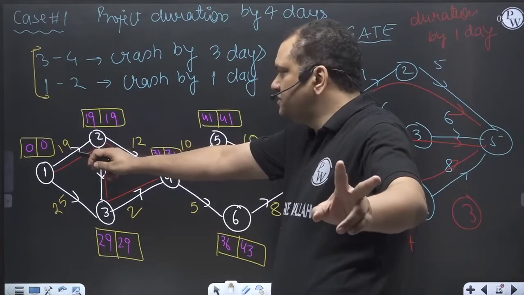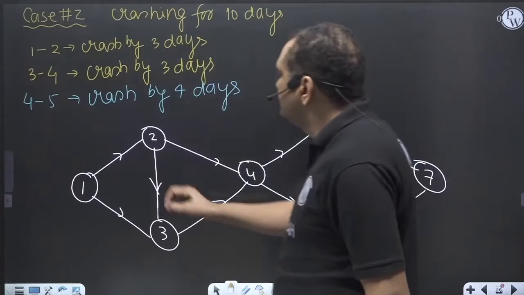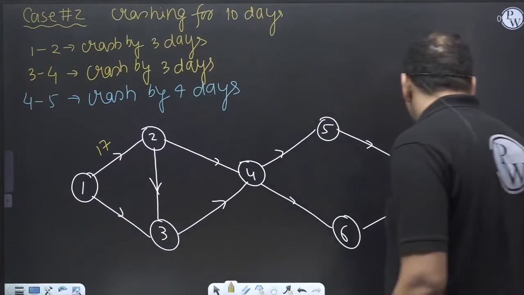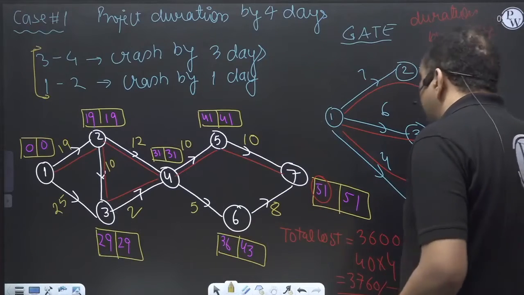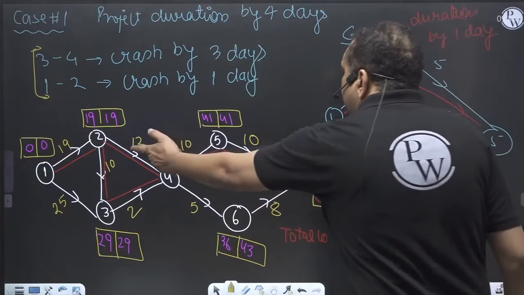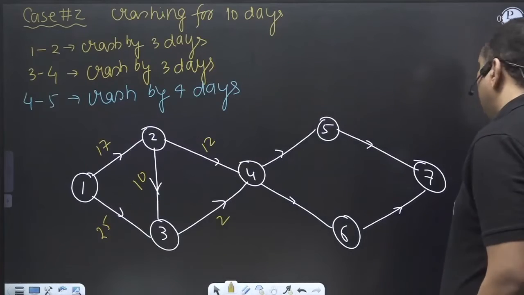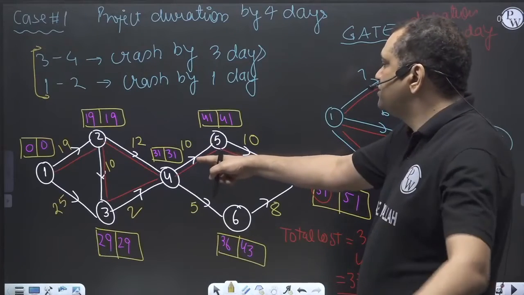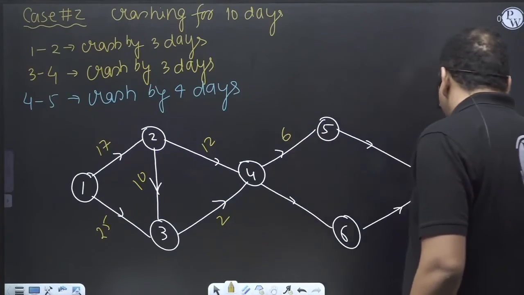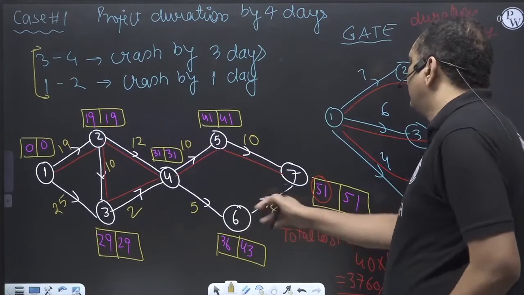This activity is crashed 2 more days, previously 1 day. So 17, 25, 10. There is no crashing here. 12 and 2. Now activity 4 to 5, I am crashing by 4 days. So in place of 10 it will become 6. 10. 5 and 8.